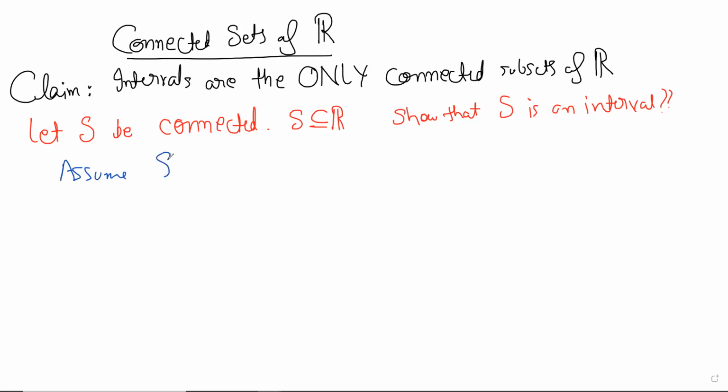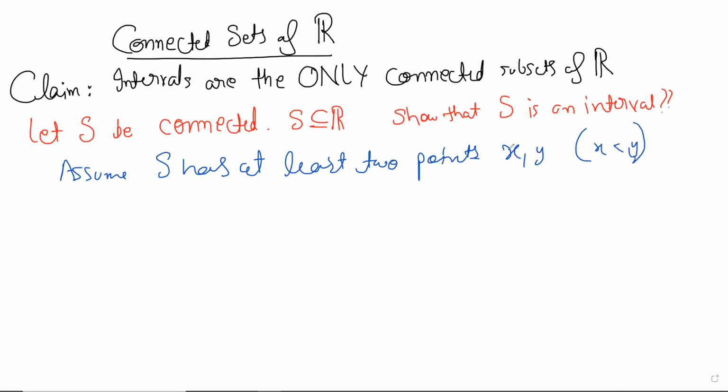Assume S has at least 2 points, X and Y. Let's say X is less than Y. So how do we show that this is an interval? How do we show that? X is maybe here and this is Y. This is just R. I don't know what S is. I want to show that it is an interval.